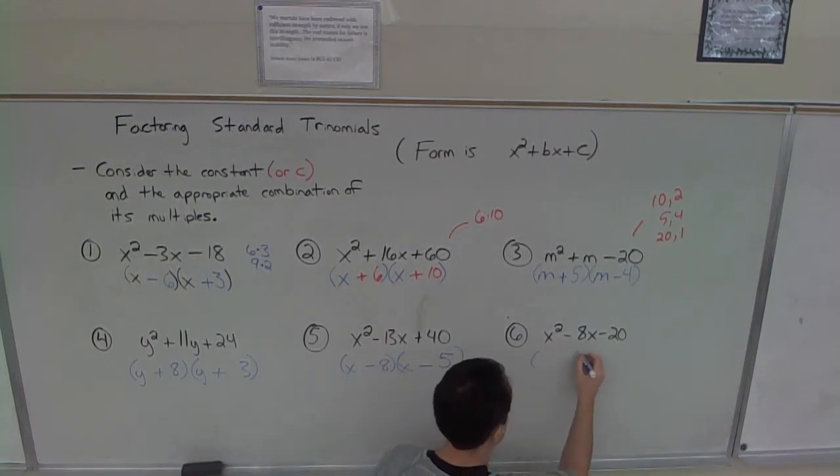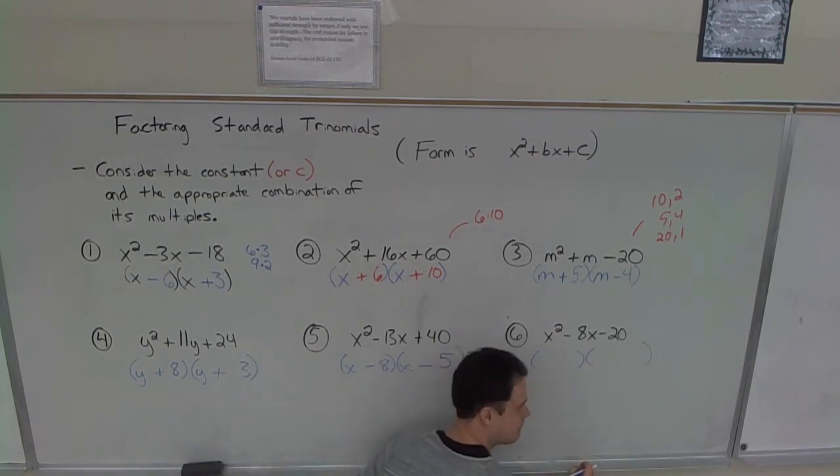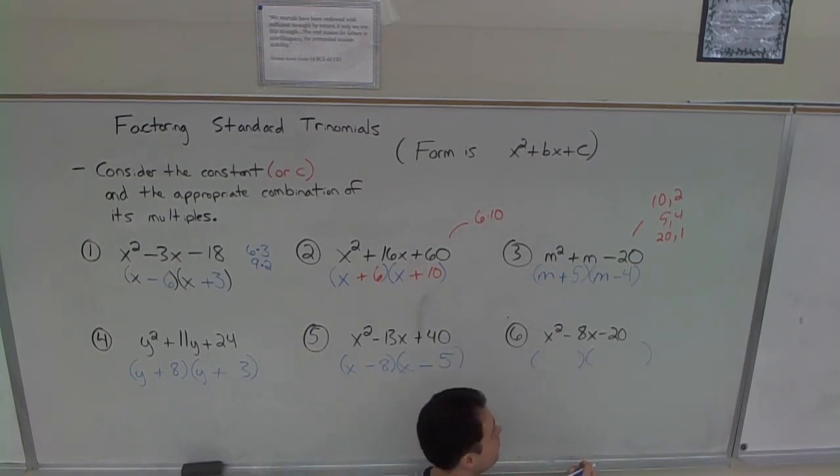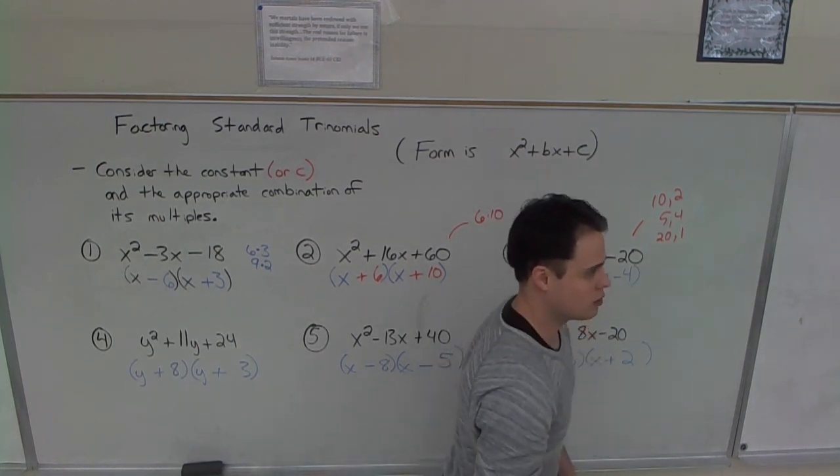Over here, x and 10. Then negative 10 plus 2. See, checking, Caden. Negative 10 times 2 is negative 20, yes. Negative 10 plus 2, or 2 minus 10, is negative 8, yes. That's as easy as these are. So, don't make them harder than they are.